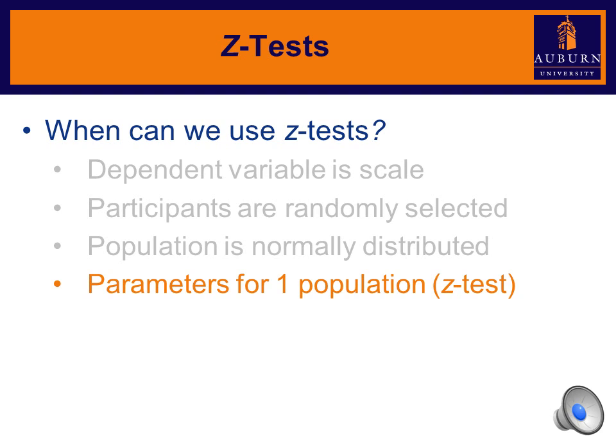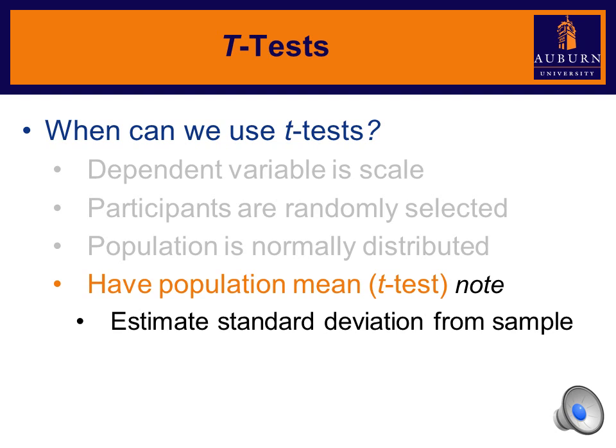The difference between a single sample t-test and a Z-test is that last assumption. It's the parameters for one of the populations. So in a Z-test, you have both the mean and the standard deviation. But with a t-test, all you have available to you is the population mean. So note that that population mean may be given, or you may need to calculate it. So if you can calculate the population mean, then you have the population mean.